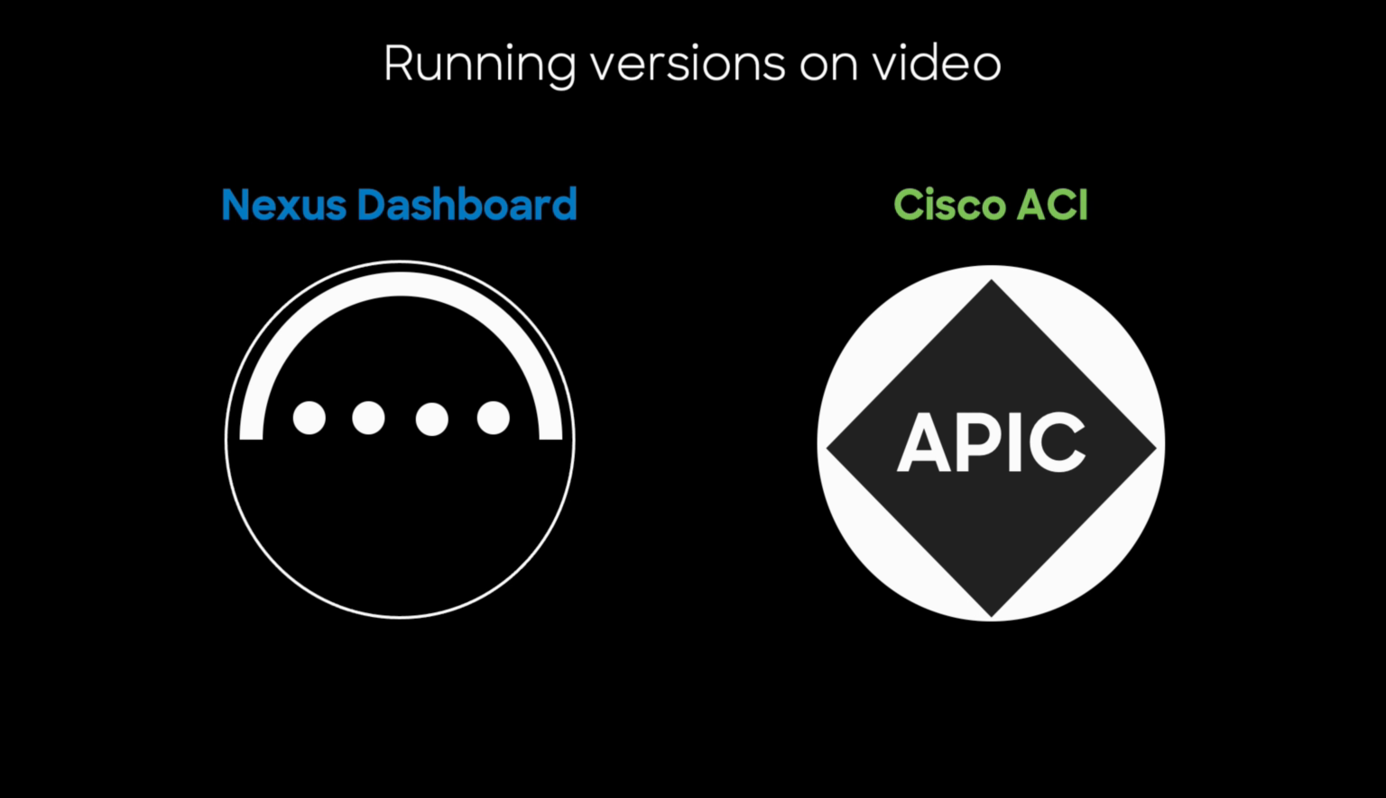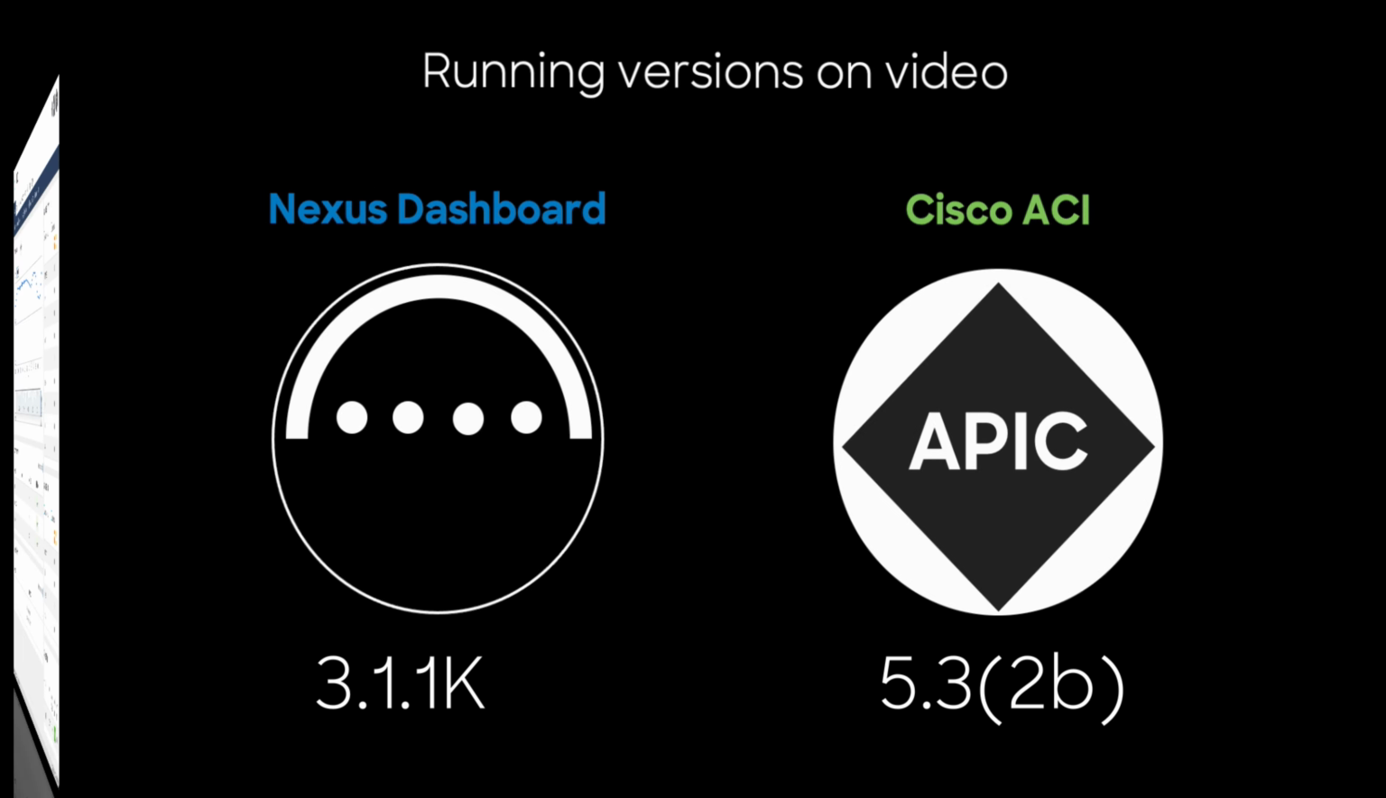In this exercise, we are running version 3.1.1k for Nexus Dashboard. And remember, from this version and beyond, Nexus will be single image for services as well. On the APIC, we are running version 5.32b. But remember, Nexus Dashboard Insights is reverse compatible up to version 4.27v. For more information, check the compatibility guide at Cisco.